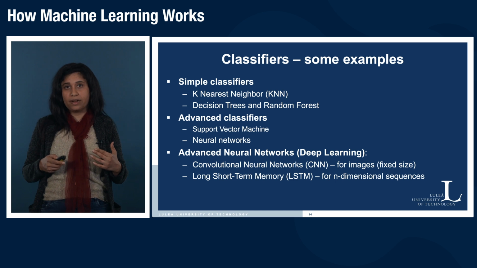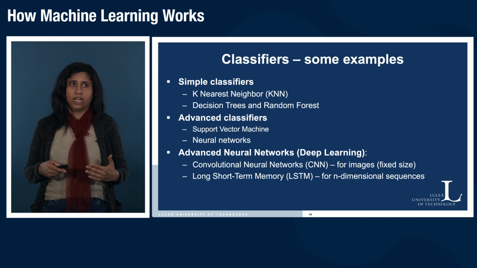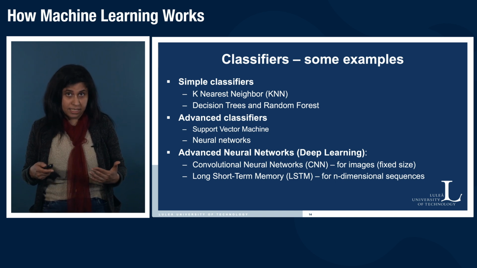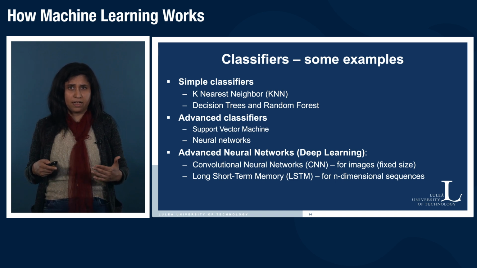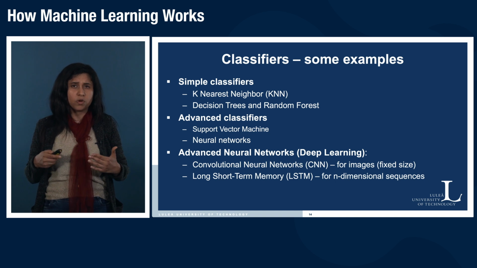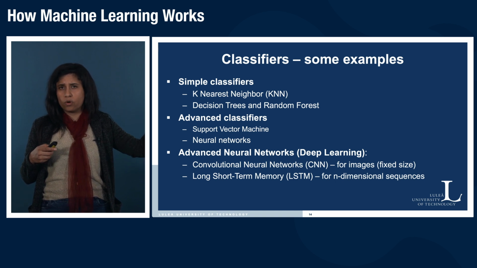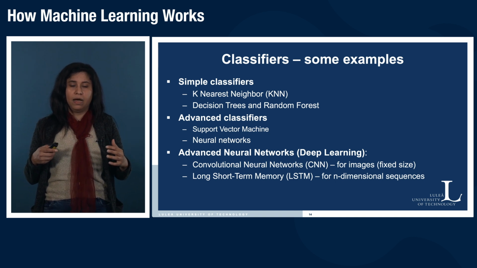For classifiers in classification, we have simple classifiers such as k-nearest neighbors and decision tree, and advanced classifiers such as support vector machine. We even have advanced classifiers in deep learning such as the convolutional neural network, with the convolution operation that can go through the whole image and classify even difficult images and find even deeper features.